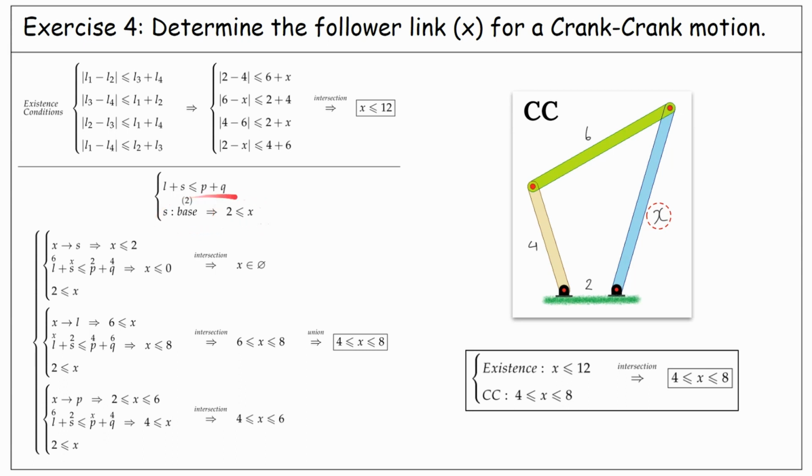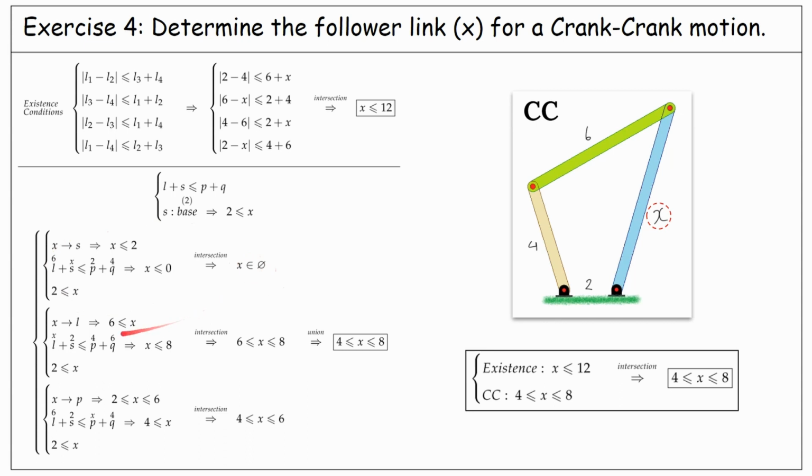This is one condition, and the other one says L plus S must be less than or equal to P plus Q. For that, we need to make 3 different assumptions: if X is the shortest, the longest, or either of P or Q. If X is the shortest, it can only be 2 unit lengths. But apart from that, considering X as the shortest here yields X must be 0 or less. So the intersection in this case is empty.